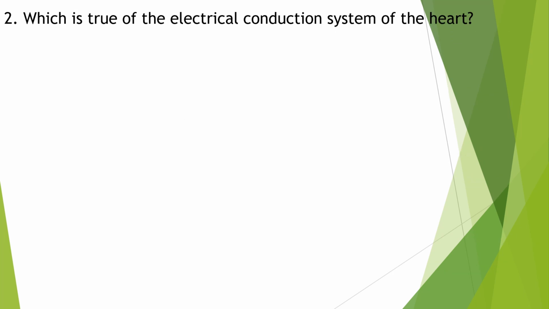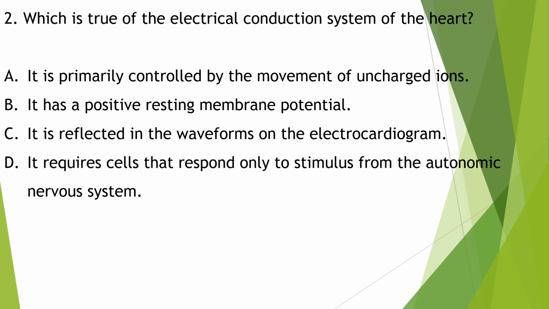Which is true of the electrical conduction system of the heart? It is primarily controlled by the movement of uncharged ions. It has a positive resting membrane potential. It is reflected in the waveforms on the ECG. It requires cells that respond only to stimulus from the autonomic nervous system.